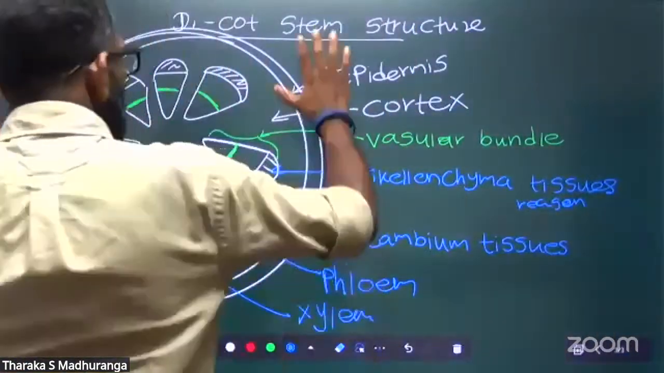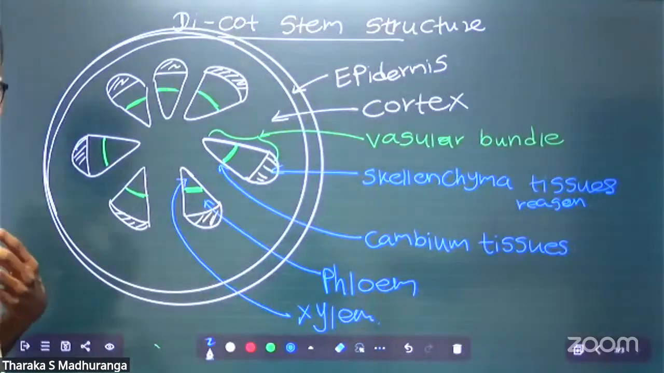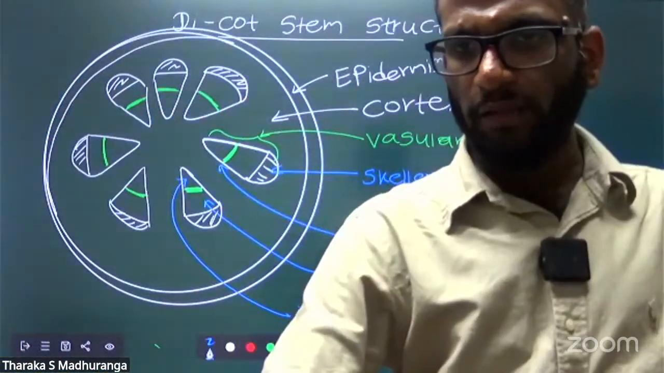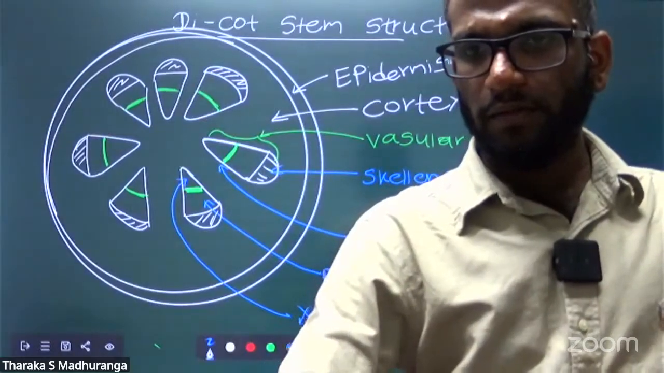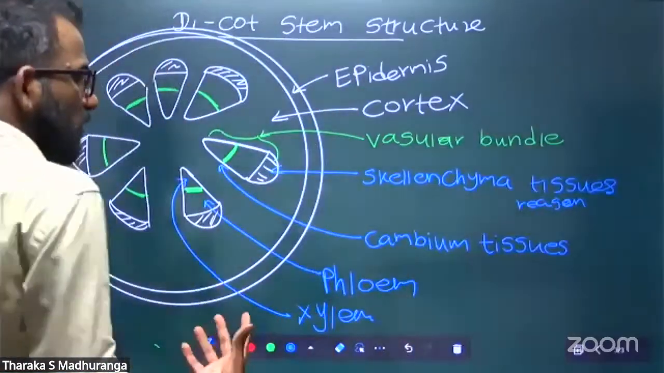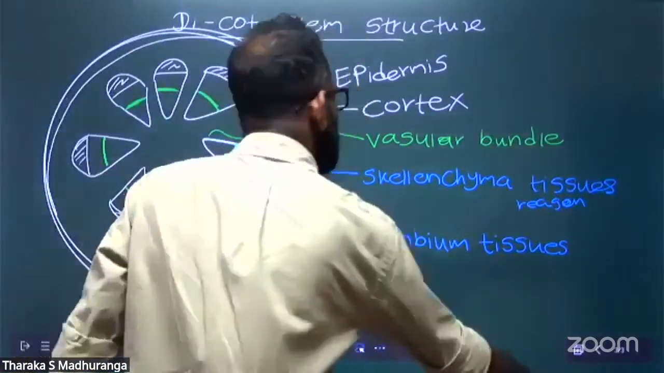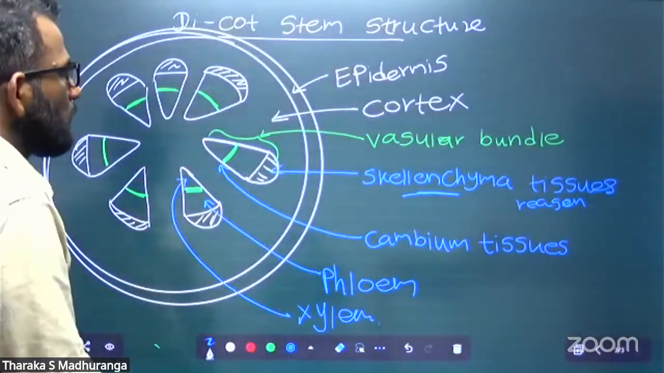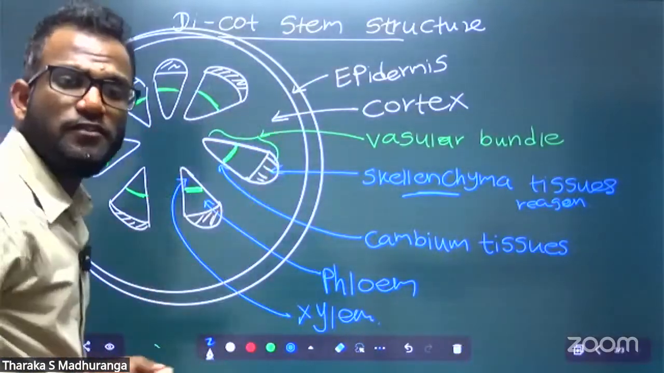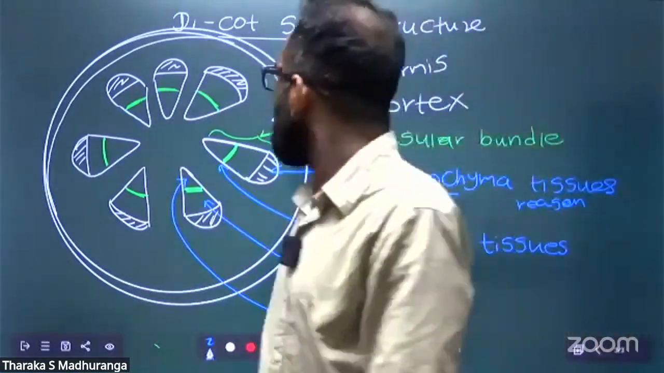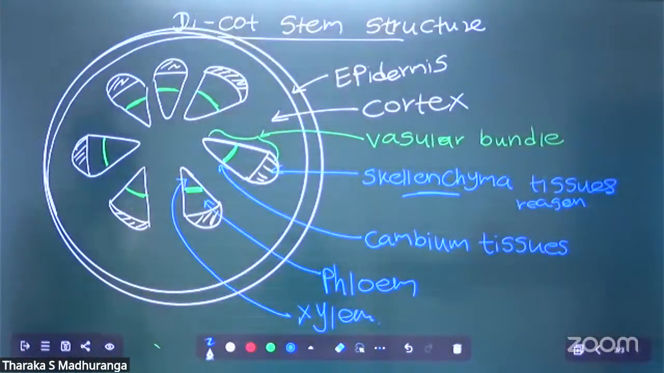All these names you need to remember. Functions you can understand: cortex, epidermis. Okay, primary xylem. This is parenchyma tissue region for strength of the plant. The cambium. What is the main function of cambium? To produce new cells.